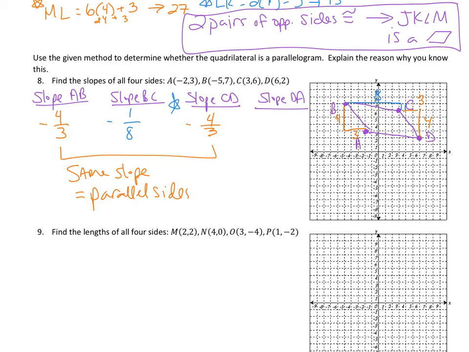All right, so for the slope of BC, or not BC, sorry, DA or AD, across is 8, up is 1, so my rise is 1, my run is 8, and that is also a negative. And we can see that these also will have the exact same slope, which means that they are parallel sides. Since both pairs of opposite sides are parallel to each other, that means that we are going to have a parallelogram.